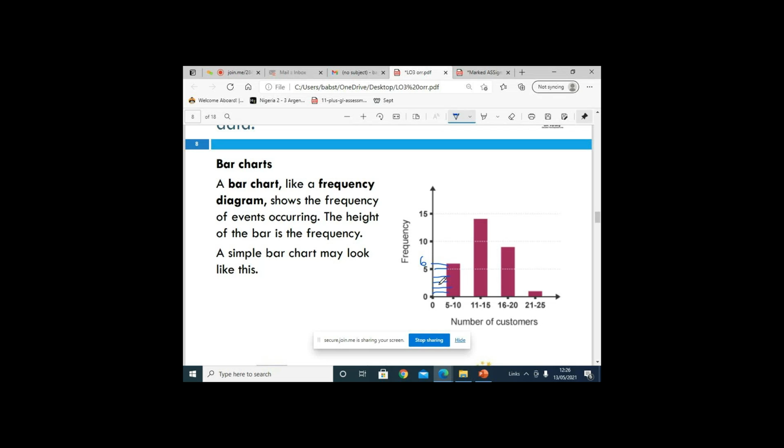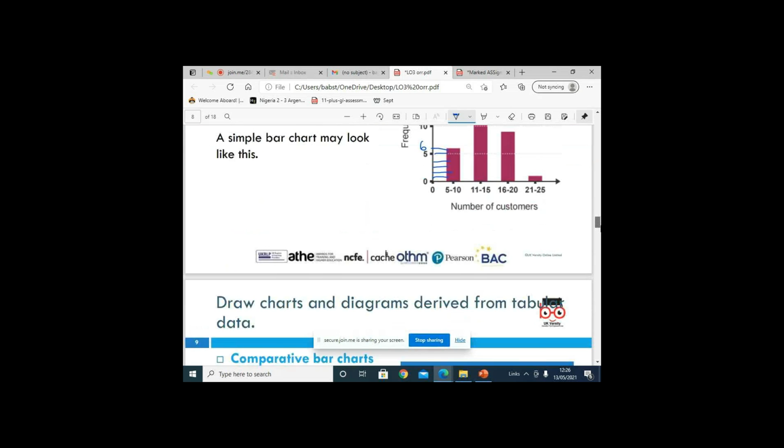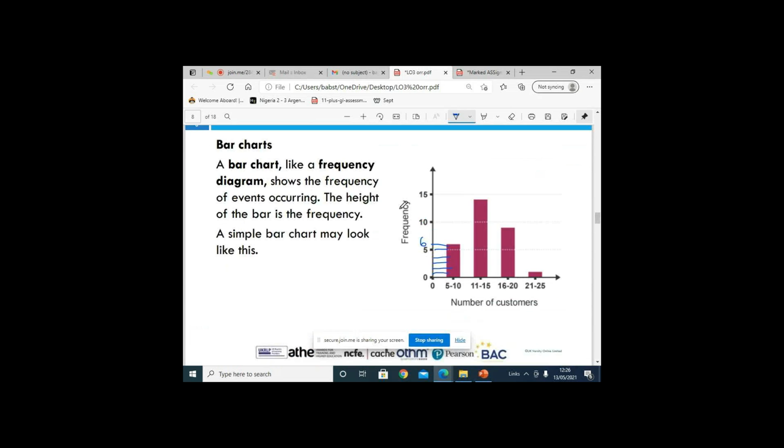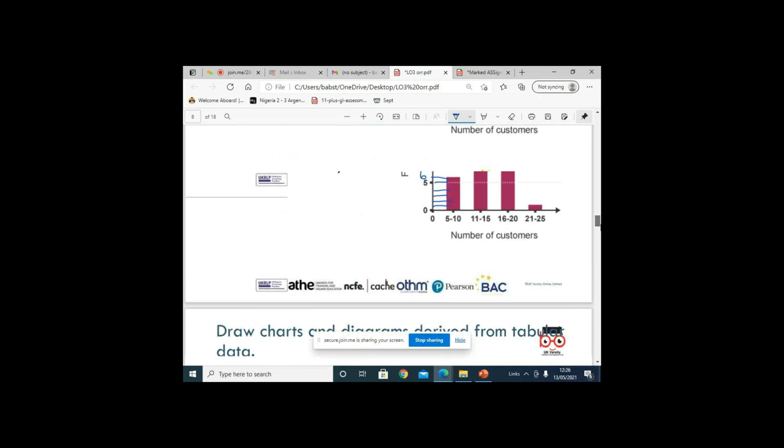From 16 to 20 is 9. And from 21 to 25 is just 1. So the height of this, a simple bar chart may look like this. This is just a simple bar chart. Don't forget that the vertical axis is always the frequency, while the horizontal is the number of customers. The vertical axis is for the frequency. The horizontal is for what? Numbers of customers.